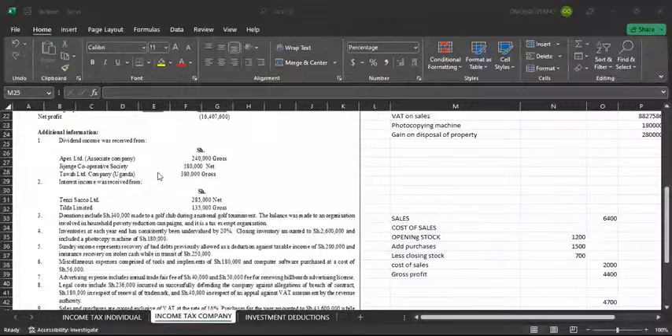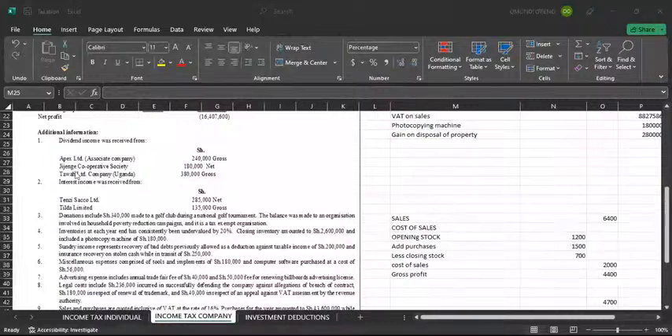Dividends from an associate company are exempted from taxation, and therefore this value is not going to be used anywhere in this particular question. We are not going to use it.